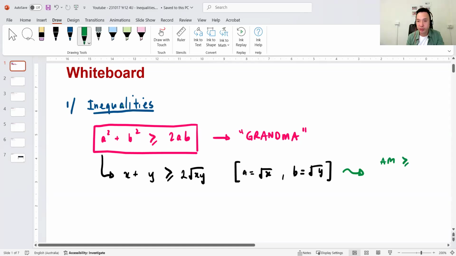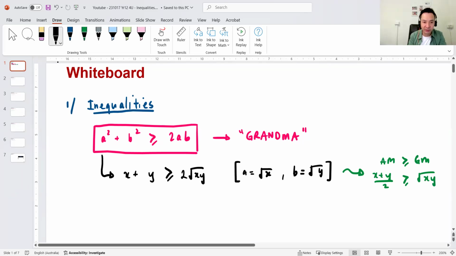And just to be absolutely clear, if your teachers ever refer to AMGM, AM greater than GM: arithmetic mean is when you go (x plus y) on 2. That's how you normally find the average of something. And geometric mean is when you square root the product. If you multiply the 2 up, you get that expression there. So first disguise of grandma looks like that.